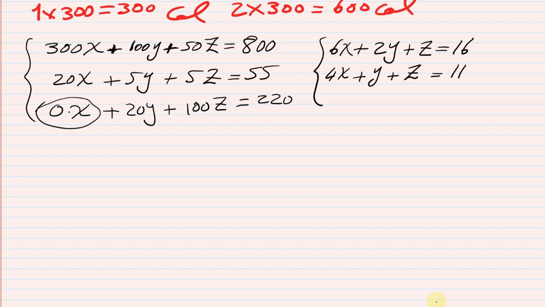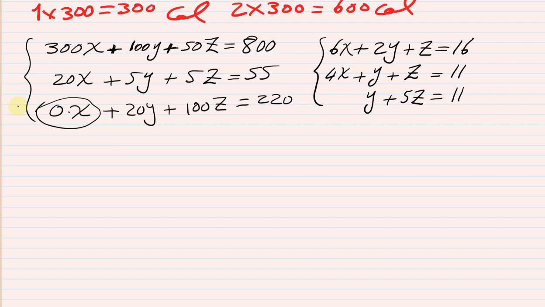And finally, the third equation, that's this one right in here. The GCF is going to be 20. So divide by 20, we're going to get just y plus 5z equals 220 divided by 20 is 11. And there you have it. Now, much better, much smaller numbers.